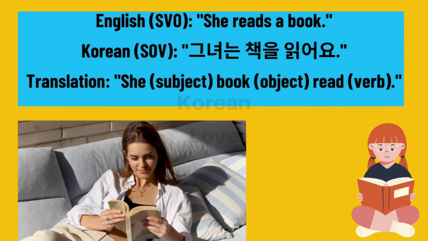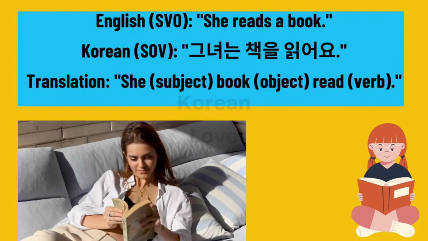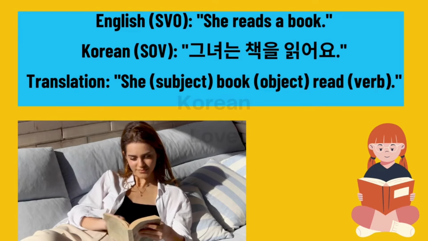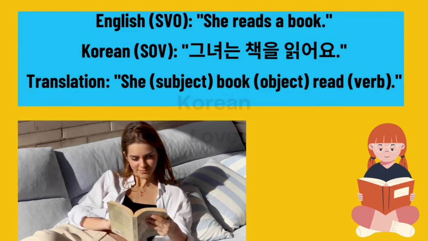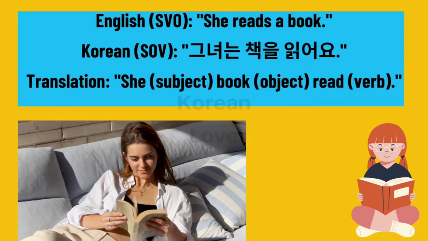English, SVO: She reads a book. Korean, SOV: 그녀는 책을 읽어요. Translation: she, subject; book, object; read, verb.